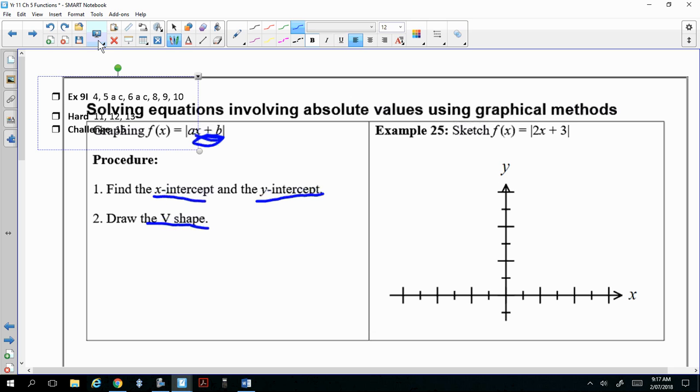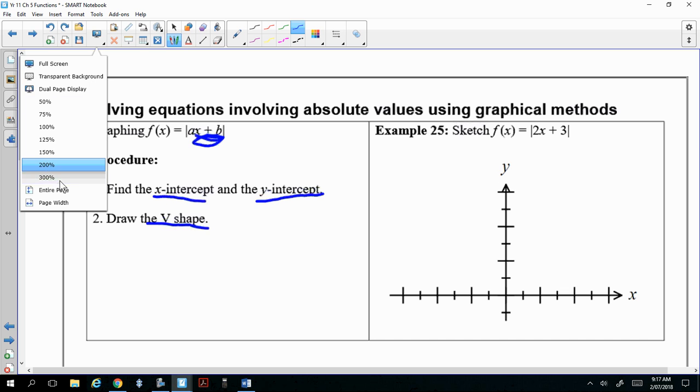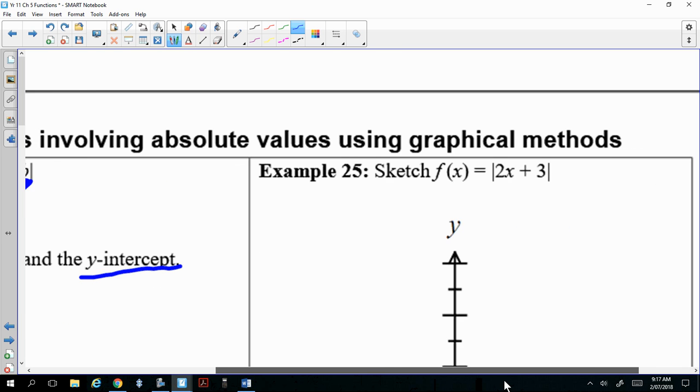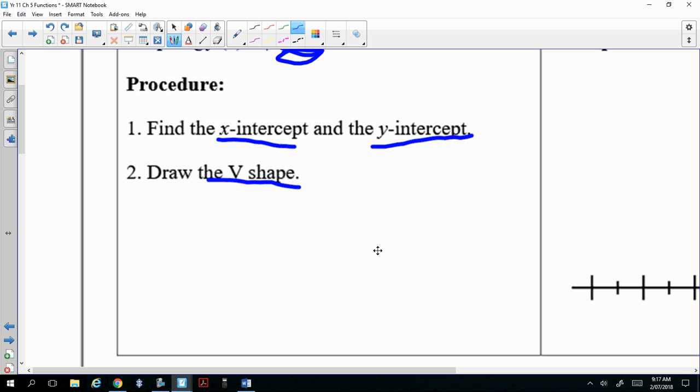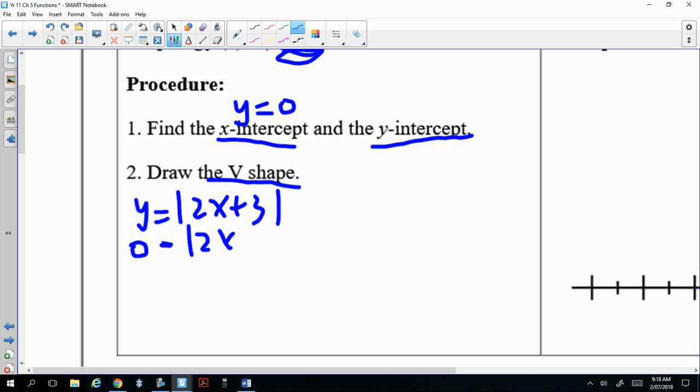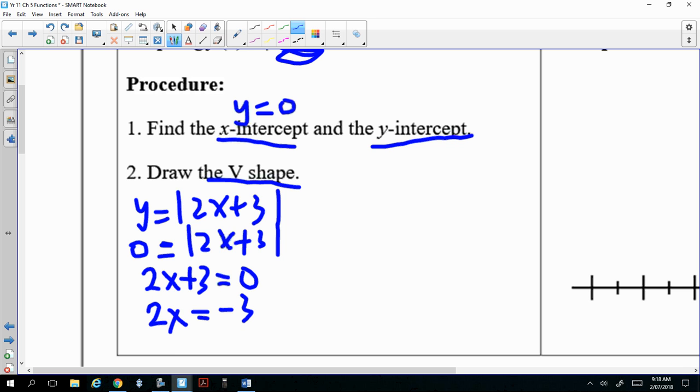Okay, let's do this. 2x plus 3. Let's find the x-intercept. So, how do you find the x-intercept? That's when y is 0. So put 0 there, right? And then you write 2x plus 3 equal to 0. And then 2x equal to negative 3, x equal to negative 3 over 2, negative 1.5.